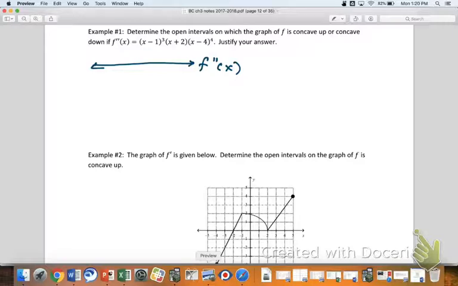The next thing I'm going to do is on my sign chart, I'm going to put the zeros of whatever it is that I'm trying to test out here. So my zeros would be -2 and +1 and +4. So what I've done here is I've created some intervals. How many intervals have I made? 4. 4 different intervals. So I need to test those intervals out.